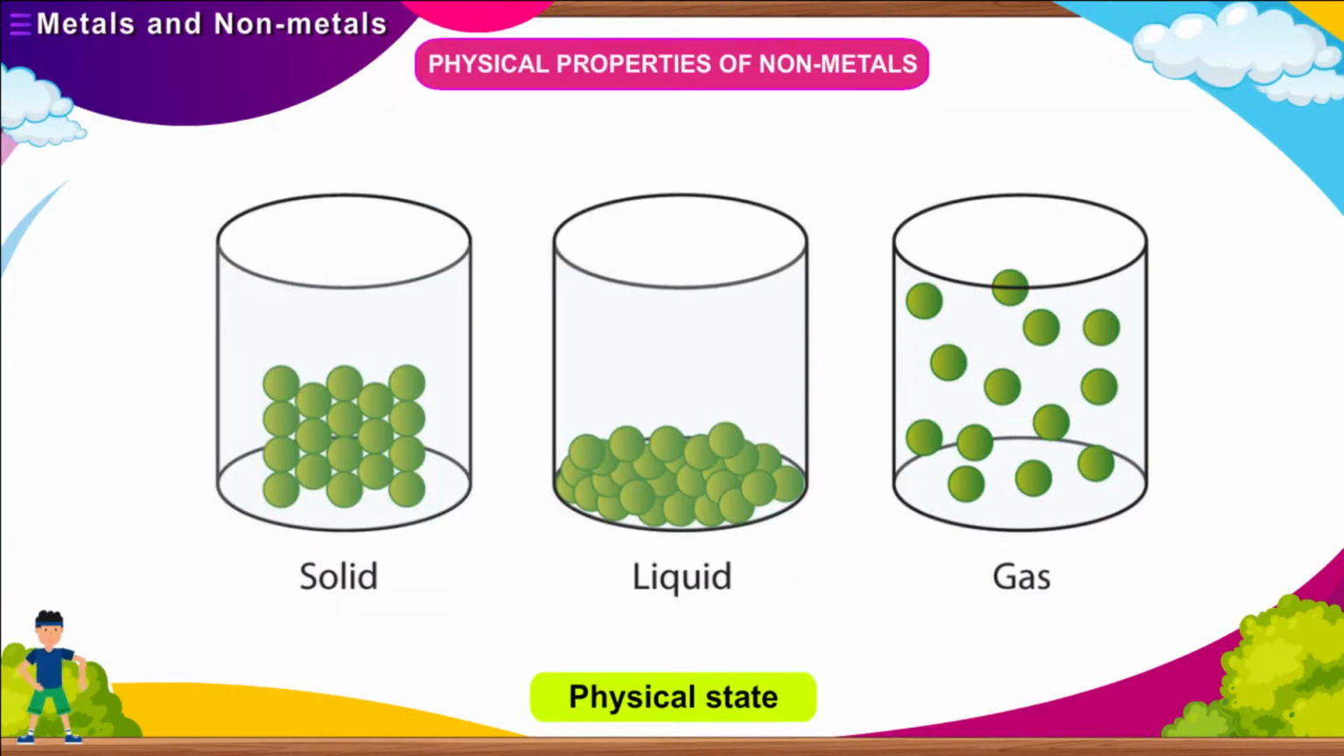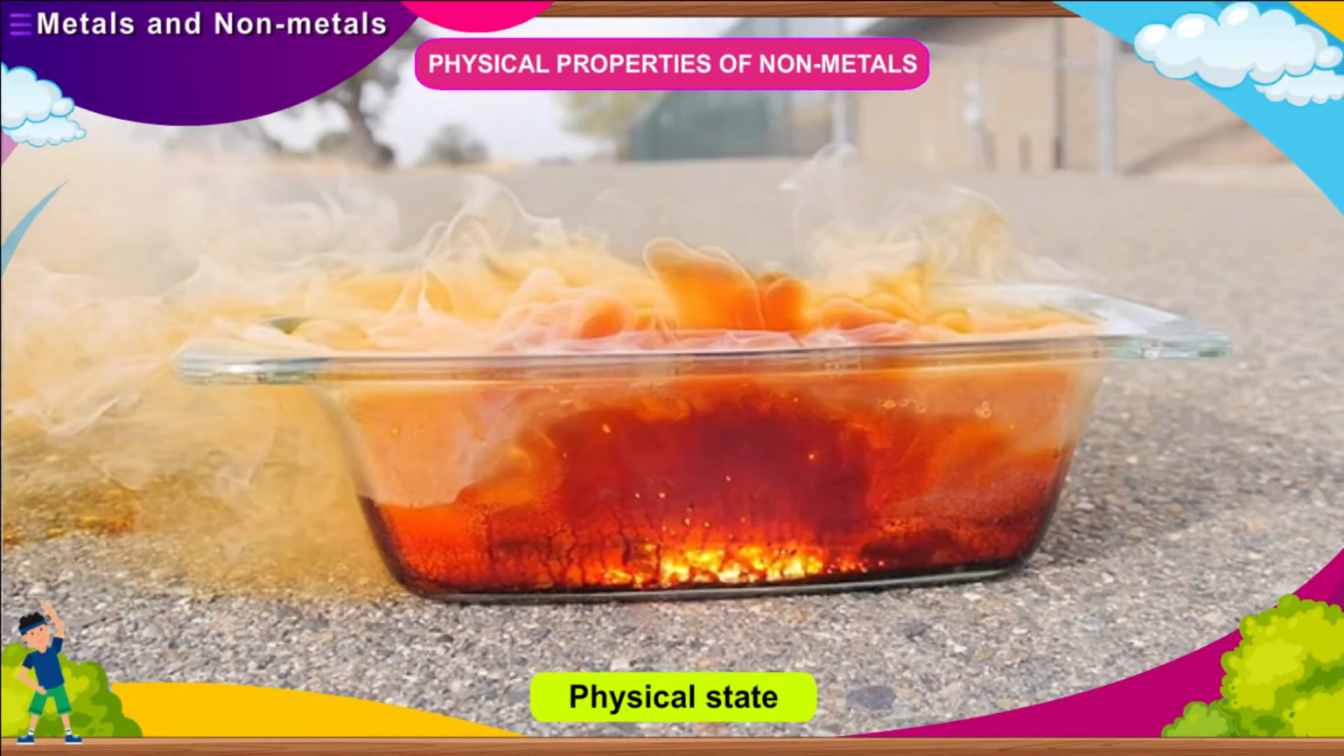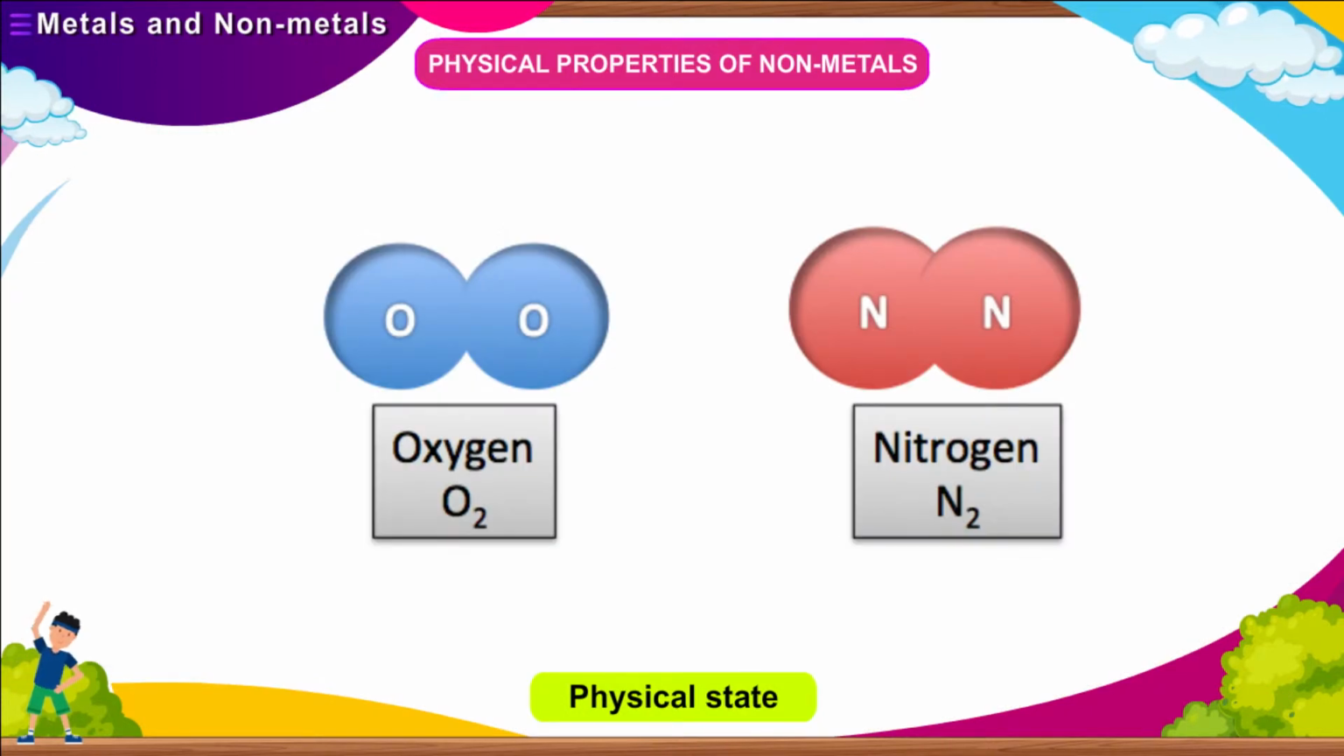Physical properties of nonmetals. Physical state. Nonmetals exist in three different forms: solids, liquids, and gases at normal room temperature. For example, sulfur and phosphorus occur in solid state, while bromine occurs in liquid state. Gases like oxygen and nitrogen occur in the gaseous state.